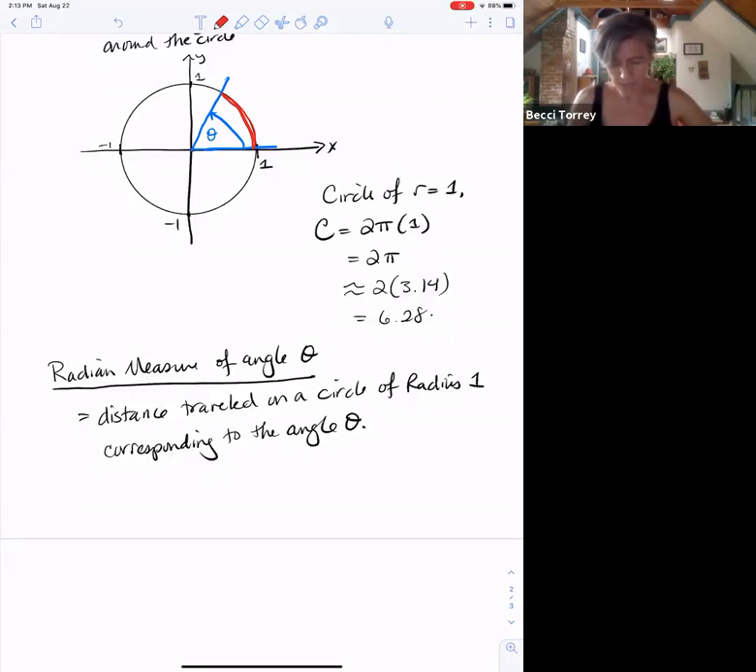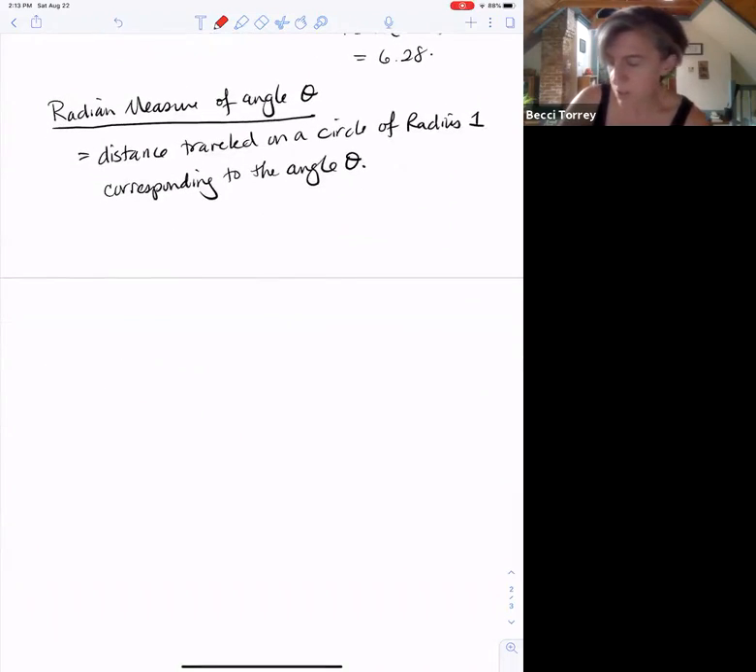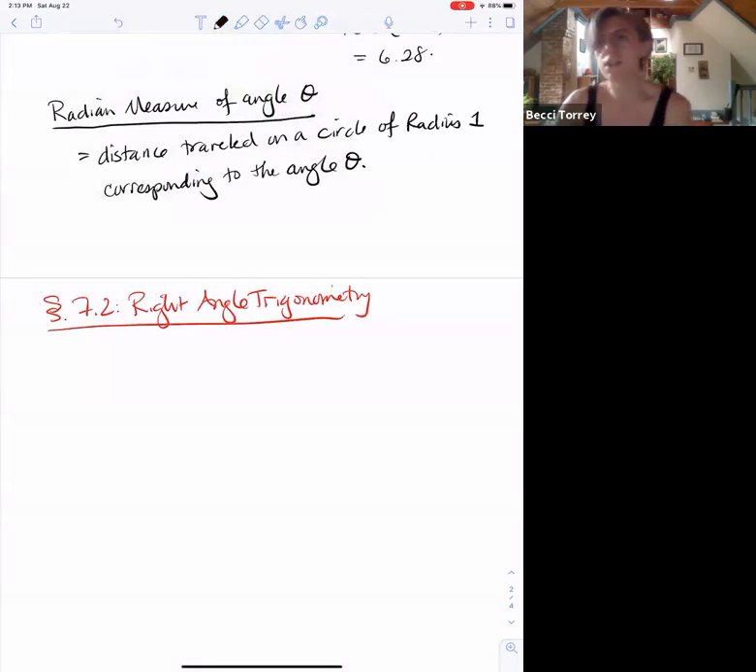Okay, so we're going to work, right? Our challenge is to convert ourselves over into thinking in terms of radian measure. In section 7.2, you're going to learn about right angle trigonometry. If you've studied trig before, this is probably the most familiar part to you. It's pretty straightforward once you get a chance to play around with it a little bit and practice.